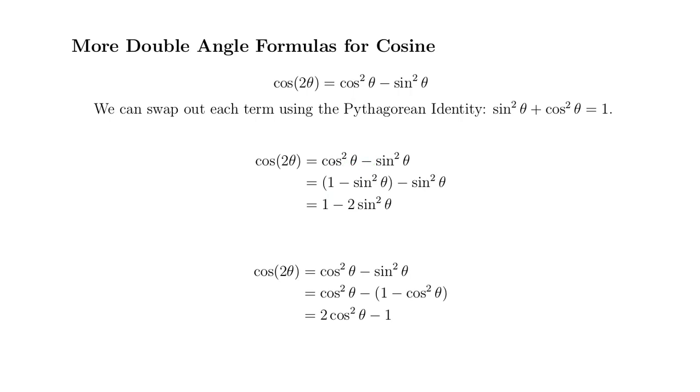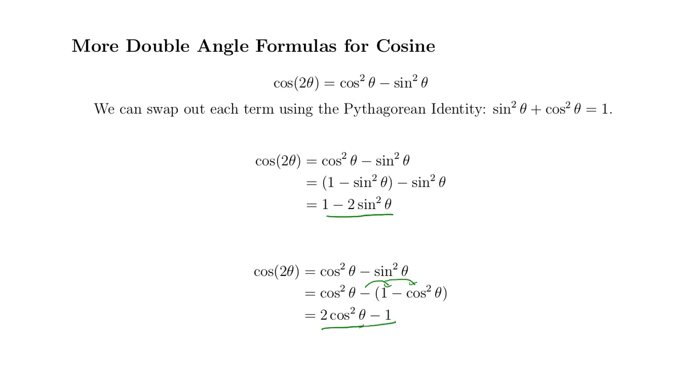So I switched out my cosine squared theta for 1 minus sine squared theta. And then again, I'm subtracting another sine squared theta. So pretty clearly, 1 minus 2 sine squared theta. Then I've got this cosine squared theta minus sine squared theta, so I substitute 1 minus cosine squared theta in. The negative is going to apply to both, meaning this is going to be cosine squared theta minus 1, but then we're going to say plus another cosine squared theta. So that's how we have this 2 cosine squared theta here, minus 1.